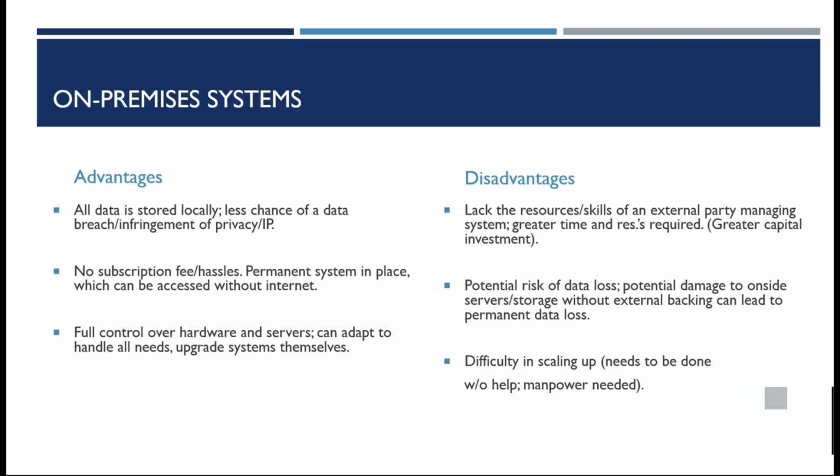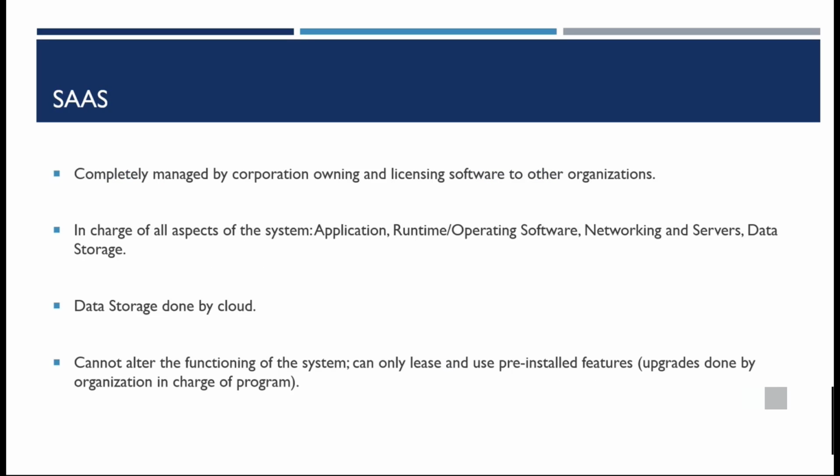On the other hand, we have SaaS, which is software as a service. That is completely managed by the corporation that owns and licenses the software to other organizations. They're in charge of all aspects of the system, ranging from application to runtime to operating software, to network and servers and data storage. Data storage is also done by the cloud here, and so the organization cannot alter the functioning of the system. Organizations can only lease and use pre-installed features. Upgrades are always done by the organization in charge of the program.